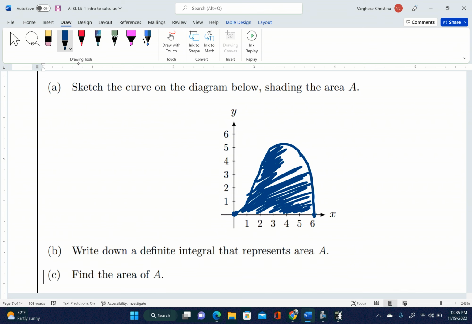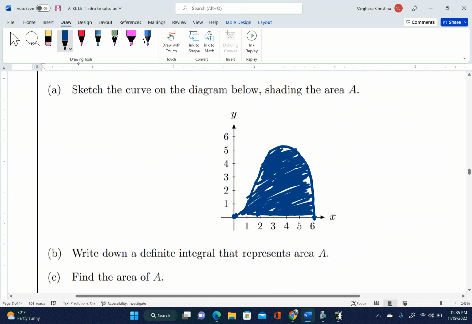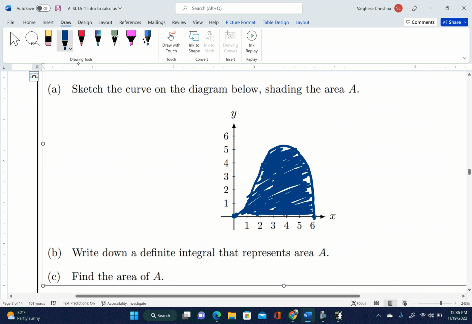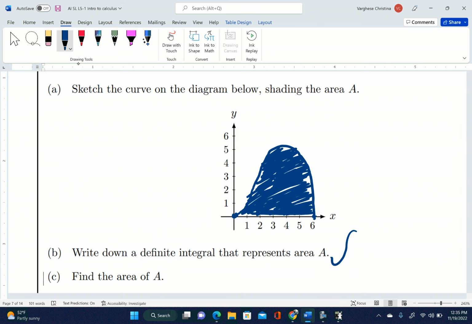Shade this. And again, your area can be better than mine, but there you go. All right. So now it says write down a definite integral that represents area A. Okay. So the symbol for integral looks kind of like a curvy S.